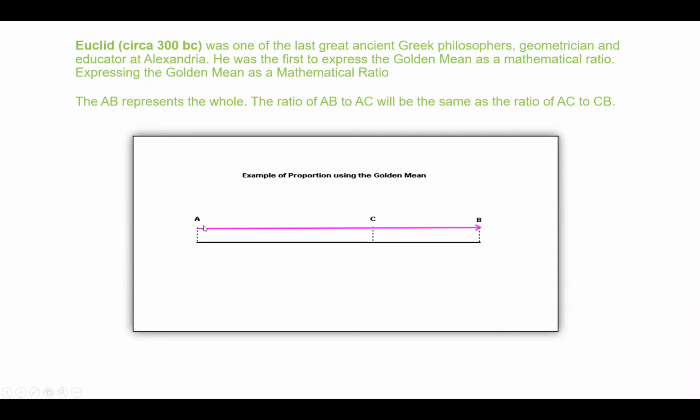AB represents the whole of this line. Now the ratio of AB to AC will be the same as the ratio of AC to CB. I just want you to look at the proportions here from A to C and C to B, and we're going to look at how these show up in quite a few different things, and also in the financial markets.